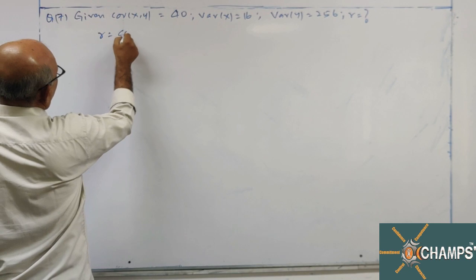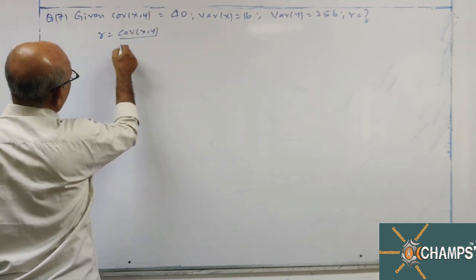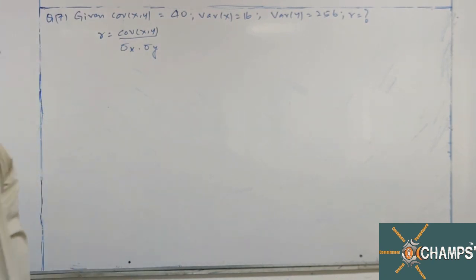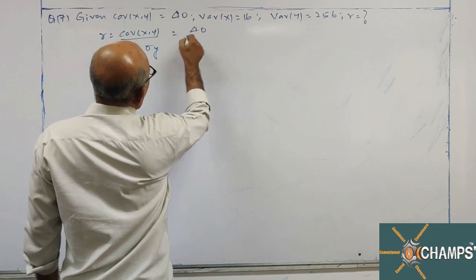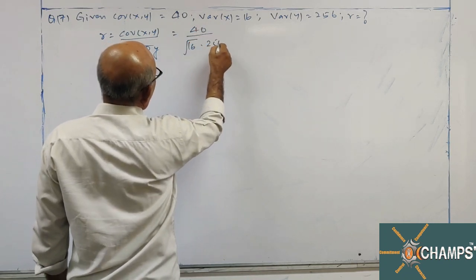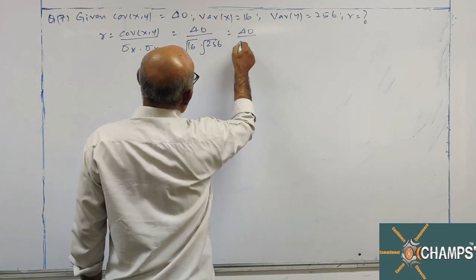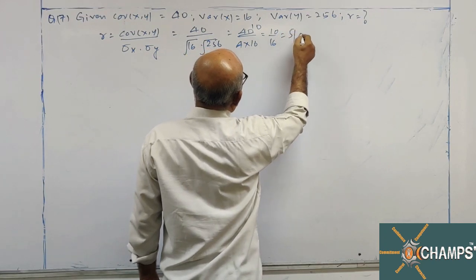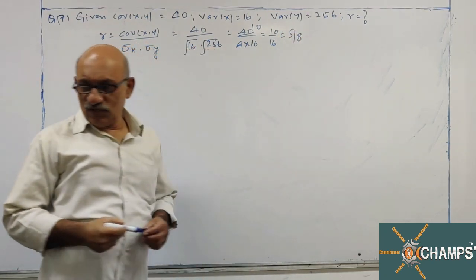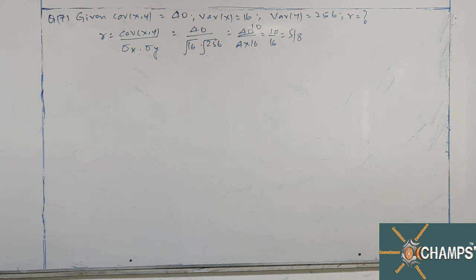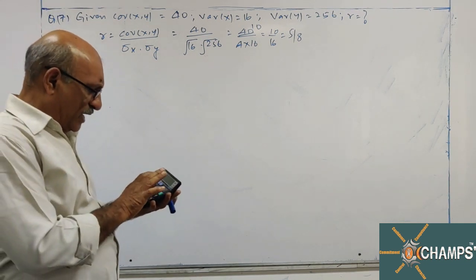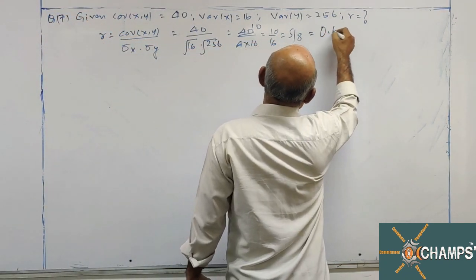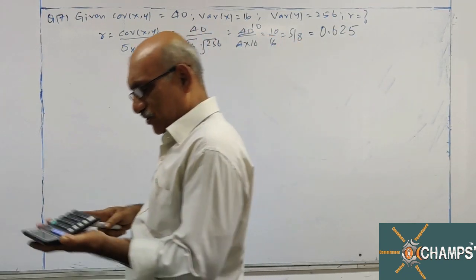Now R is equal to covariance of x comma y divided by standard deviation of x into standard deviation of y. That is 40 by root 16 into root 256, which is 40 divided by 4 into 16. 10 divided by 16, 5 by 8. This is 5 divided by 8, 0.625.